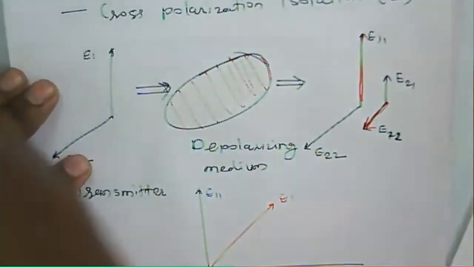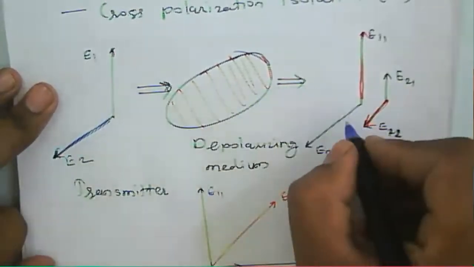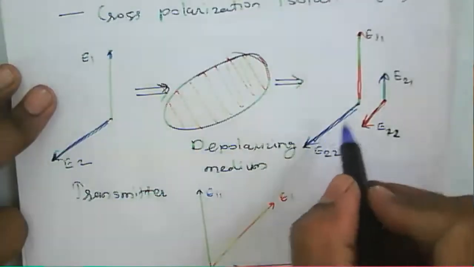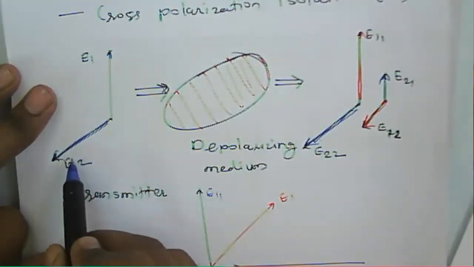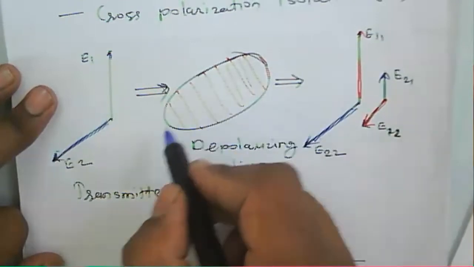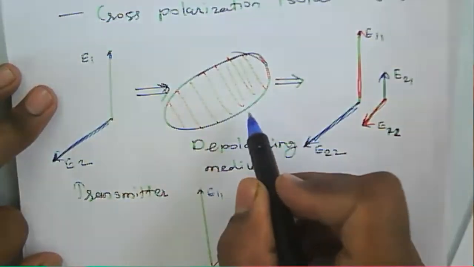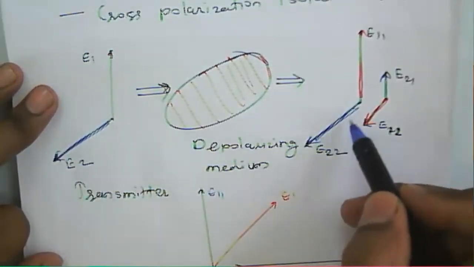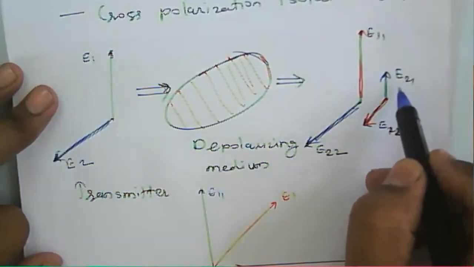Similarly, E2 is a horizontal component. When the horizontal field vector E2 is propagating through this depolarizing medium, it will be decomposed into two components: a copolarized component, E22, along the horizontal direction, and a cross polarized vector, E21, in the vertical direction.